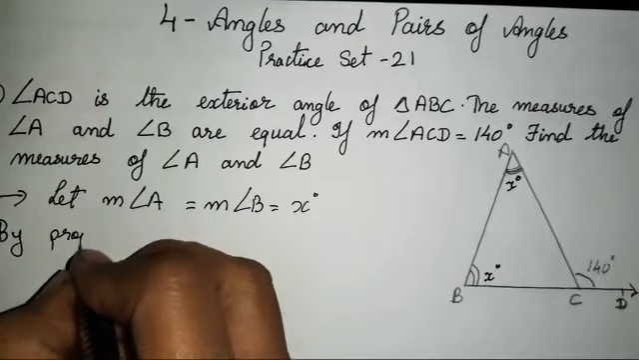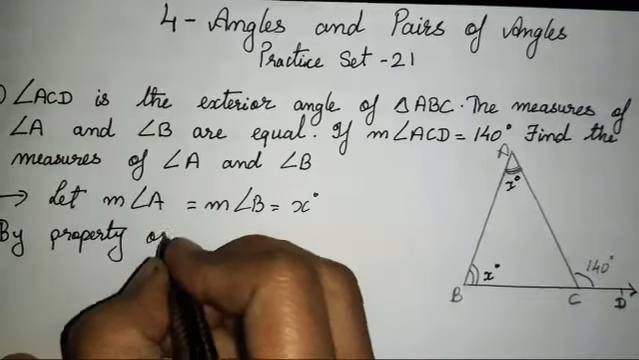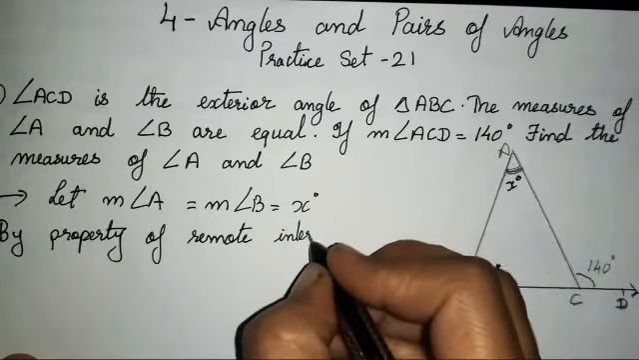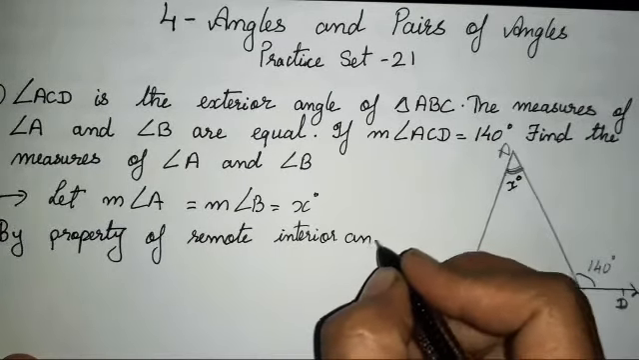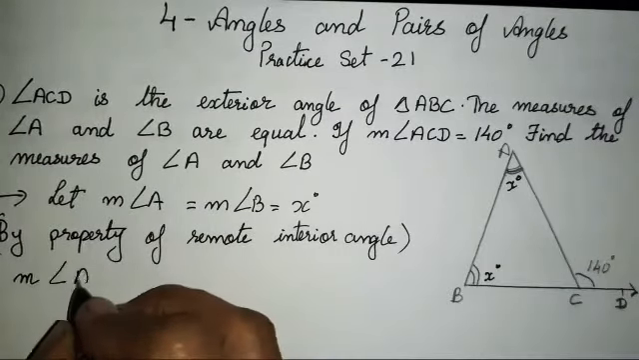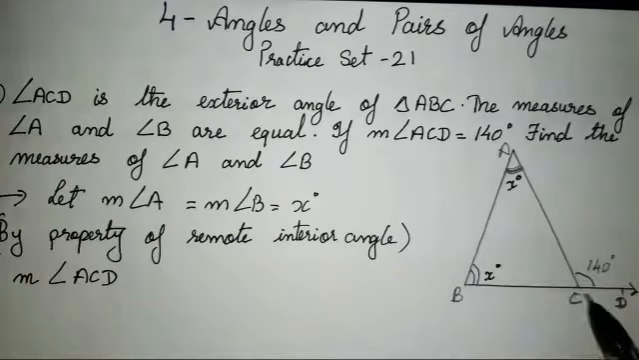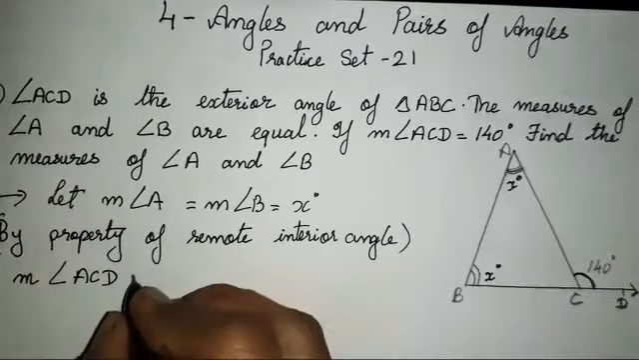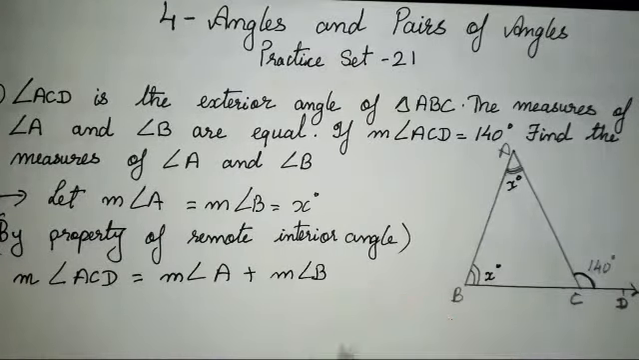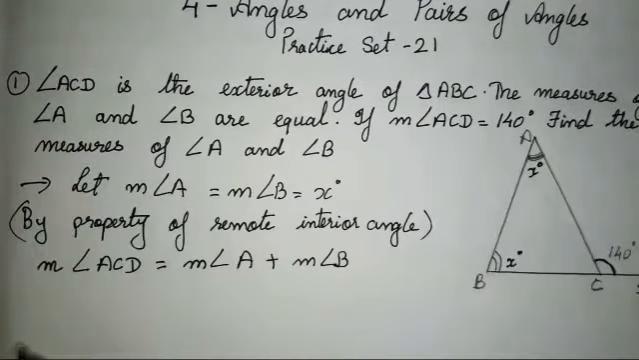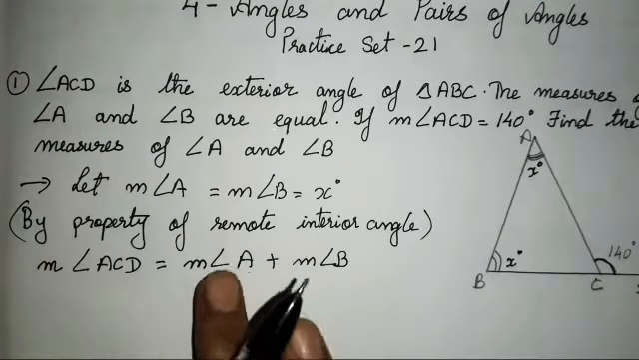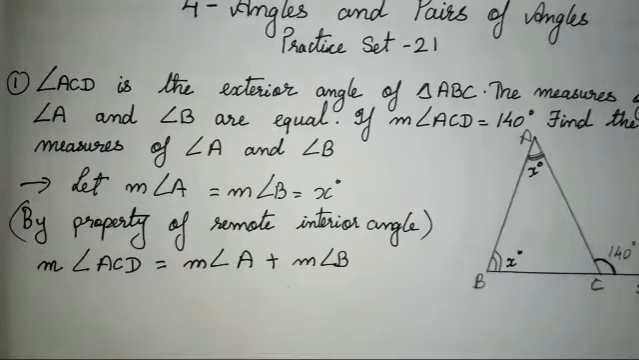By the property of remote interior angle. So this property we are using, in which the measure of angle ACD, this angle, is equal to the measure of angle A plus the measure of angle B. What does this mean? This means when we are applying this property, by the property of remote interior angle, this is the formula. You all can say this is a formula or a property also.